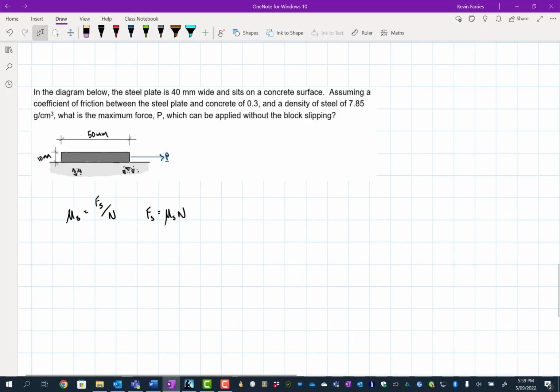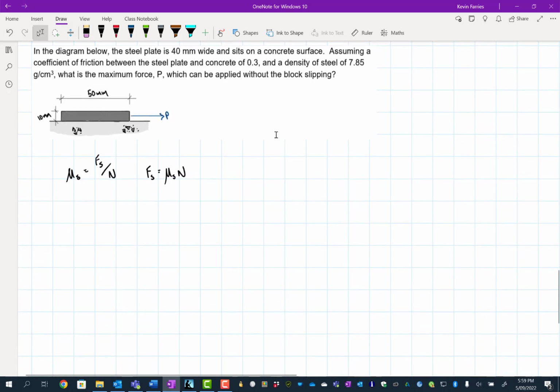And then what else do we know? Well, we know that we've got an applied horizontal load. So when we calculate Fs opposing the motion, this maximum value of friction before slip occurs, the static friction, we know that must be equal and opposite to P, so that'll give us P, the maximum force. So what we need to find out first is the normal force. We've only got a horizontal load, so all the normal force is coming from the weight of this block. So let's calculate that first.